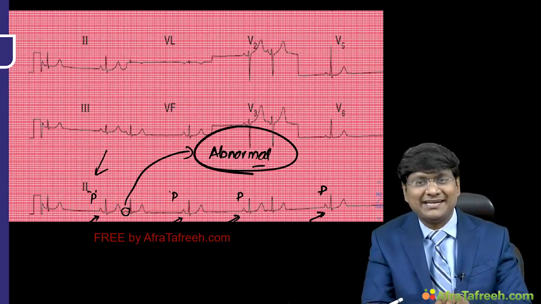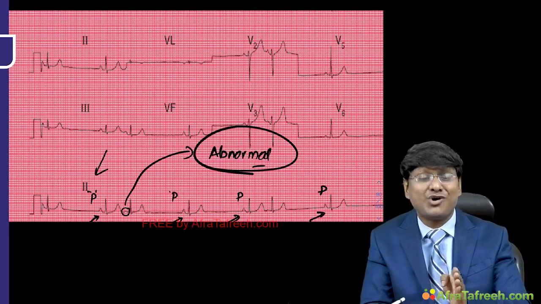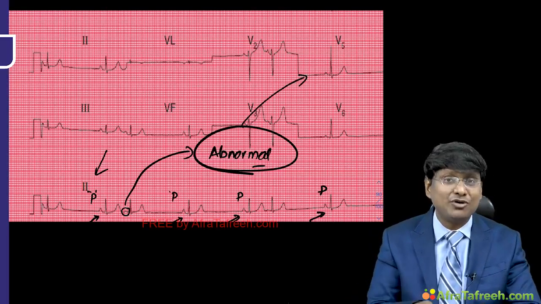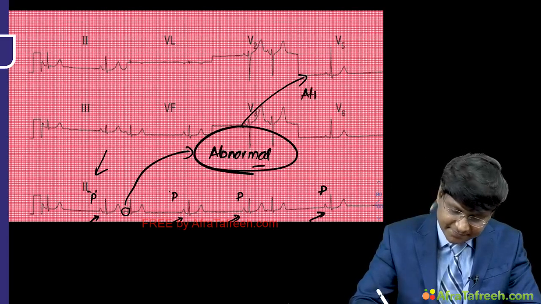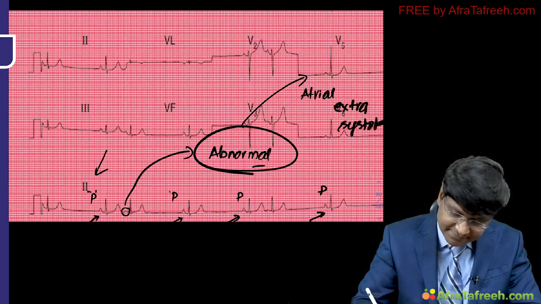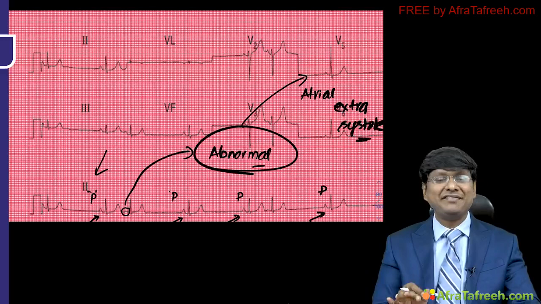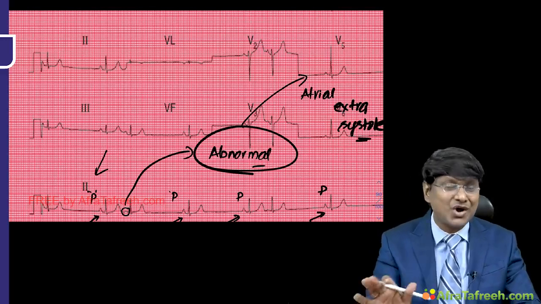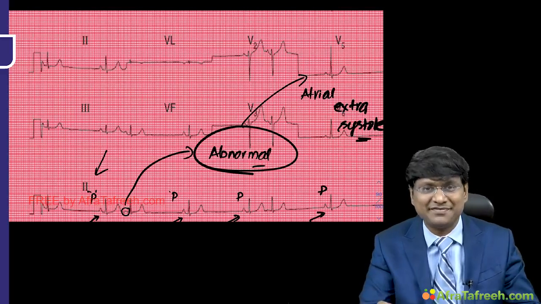This tells you that the depolarization was not from the SA node in this particular abnormal P wave. So this abnormal P wave is an atrial extrasystole, right? It is not from the sinus node.